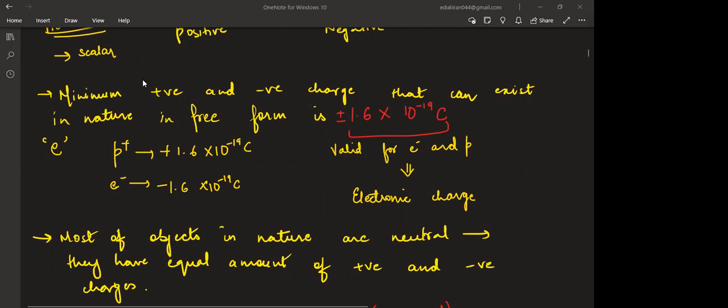Yes, it's the value of charge. It's the value that one single electron is holding. So one electron has this value. So if two electrons are there, it will double.